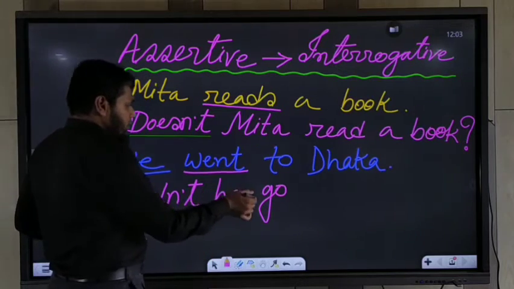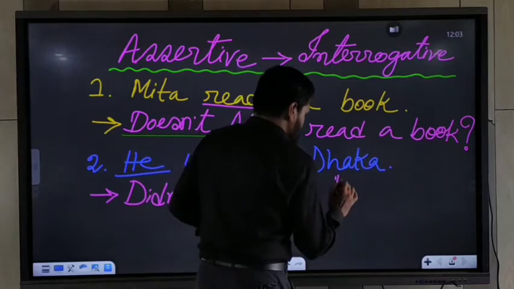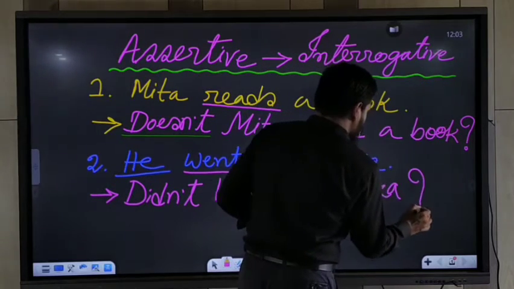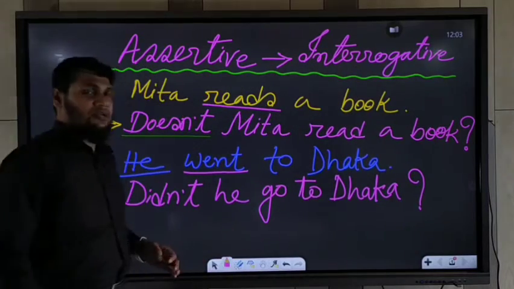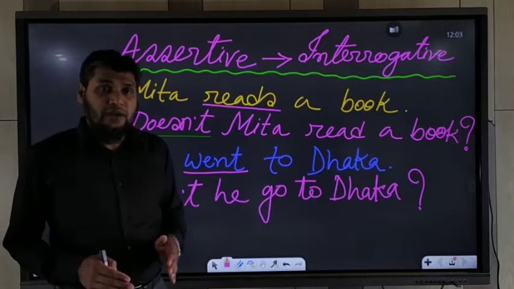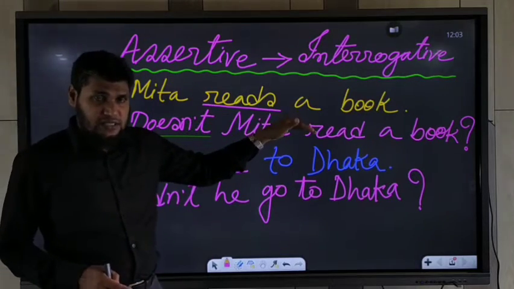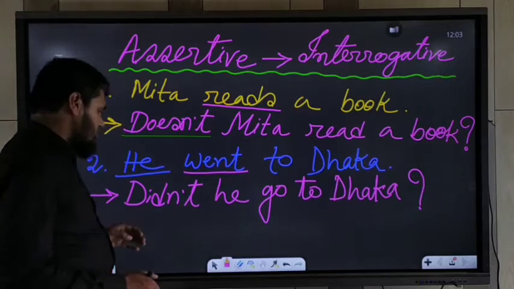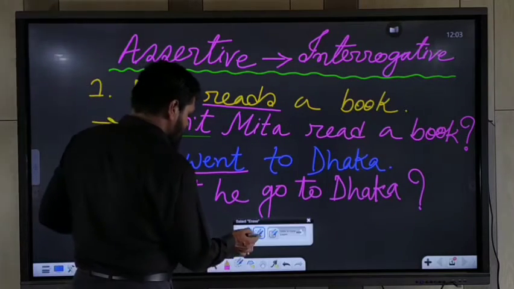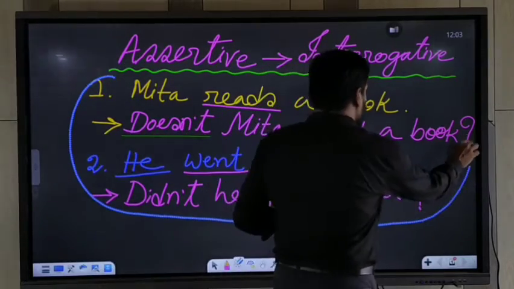Didn't he go to Dhaka? And you should use the rest of the sentence, the extension, to Dhaka. And then you should use the note of interrogation. In this way, you should practice transforming assertive sentences into interrogative sentences. So we may give more examples.